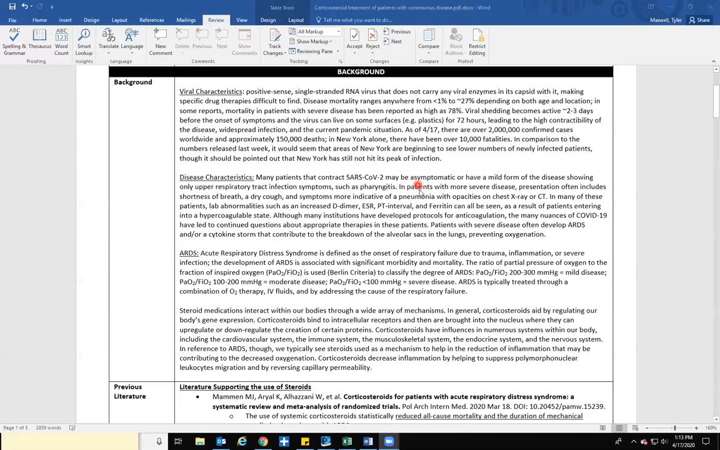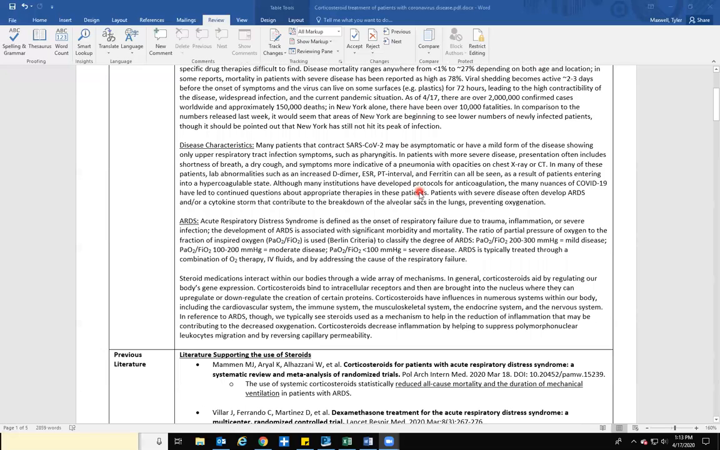So for the coronavirus disease, many patients are going to be asymptomatic or have a mild form, showing only upper respiratory tract infections, so like a pharyngitis in presentation. When patients have more severe disease, this often includes shortness of breath, dry cough, symptoms more indicative of a pneumonia, so like opacities on a chest x-ray. These patients also may show lab abnormalities like an increased D-dimer, ESR, PT interval, and ferritin on the laboratory findings.